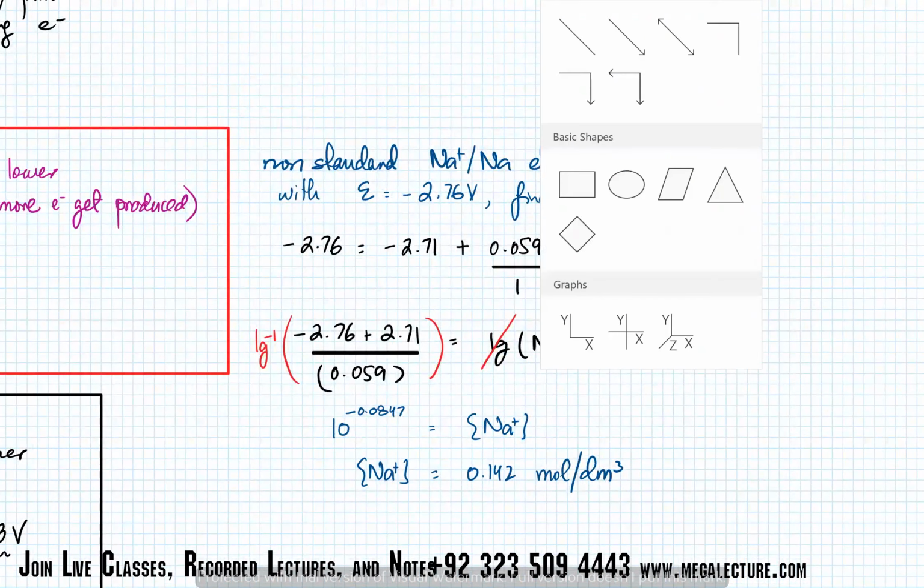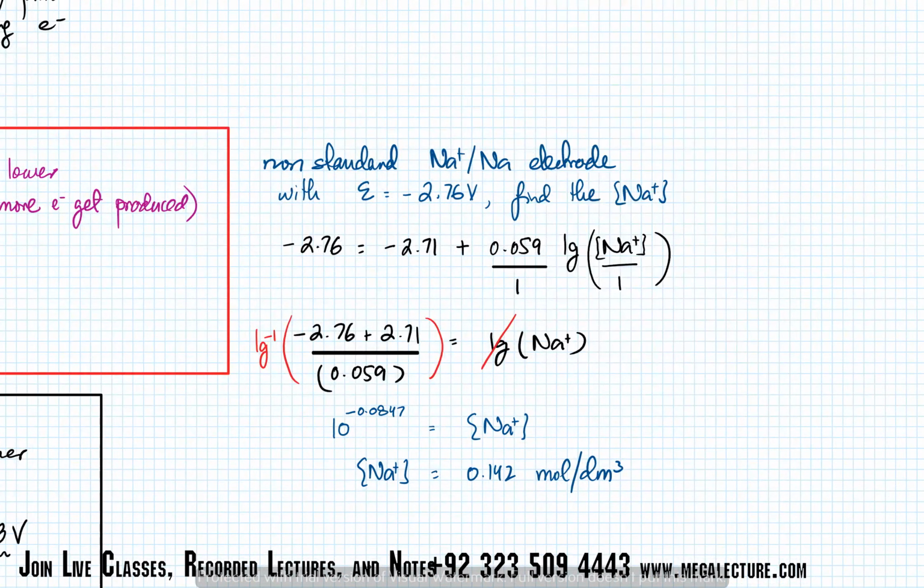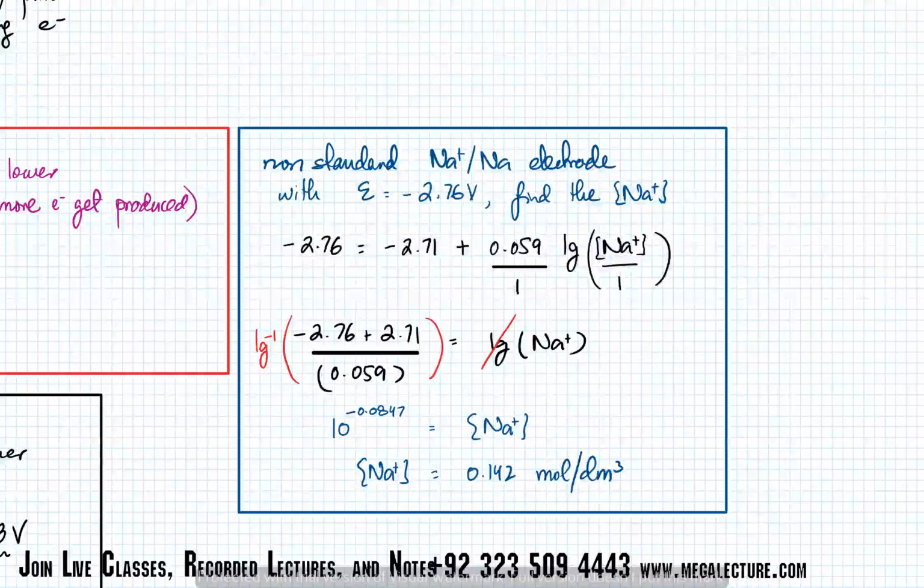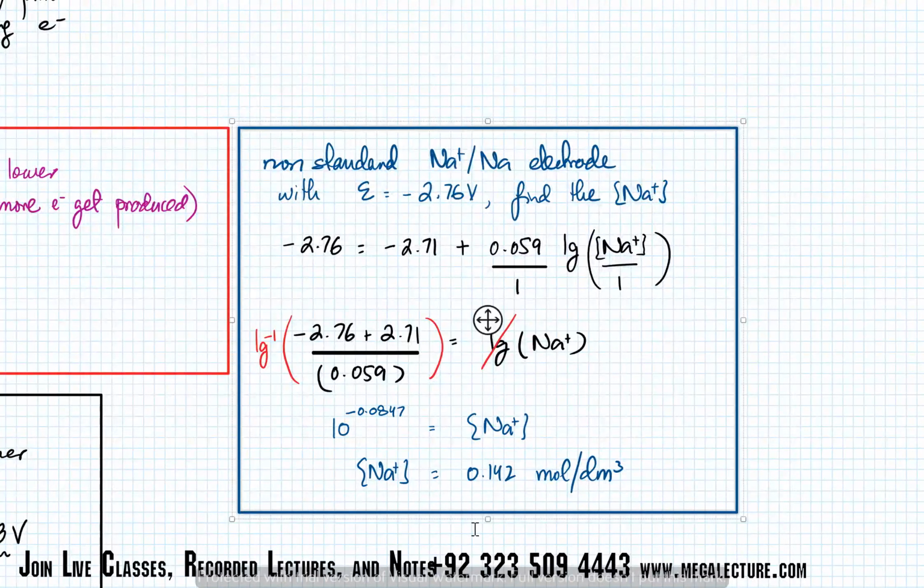Anyway, let me explain this again one more time. The point was that you're doing this in reverse. You had a non-standard potential which was given already, minus 2.76. So E is equal to E naught plus 0.059 divided by the number of electrons, log of oxidized over reduced. The standard potential is given in the data booklet, and 0.059.